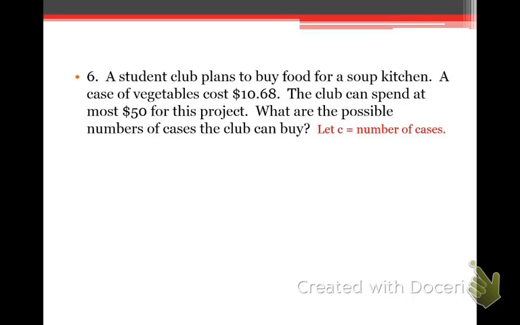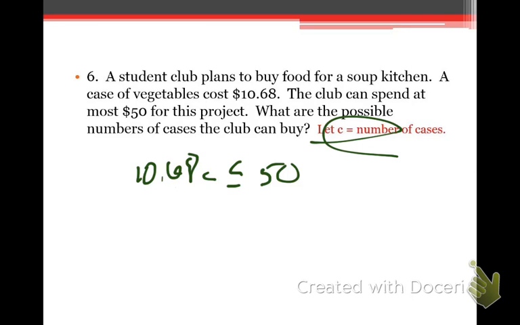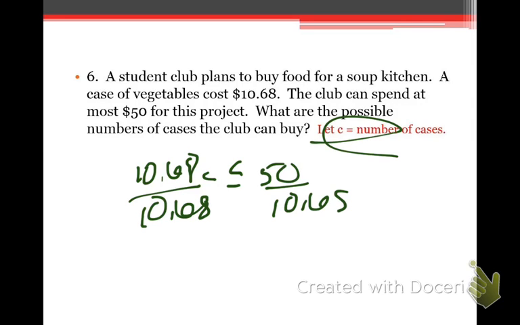All right. Okay. We need an inequality to help us out here for number 6, and we've already defined the variable for you. We're going to let C be the number of cases. Okay? Here's the inequality that you want. You can't spend more than $50. So however much you do spend has got to be less than or equal to 50. And the way you calculate how much you spent is to take the $10.68 and multiply it by the number of cases that you buy. Good. Divide both sides by $10.68. And C is less than or equal to?